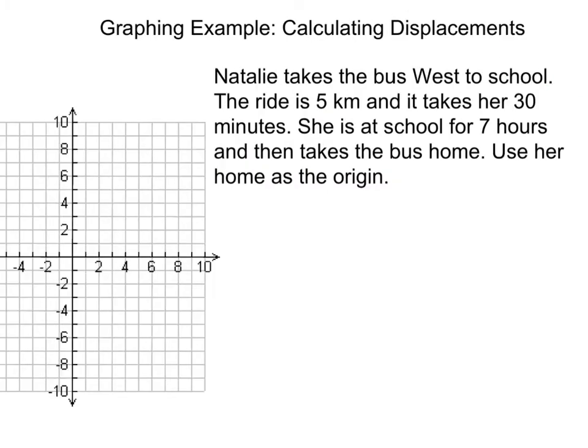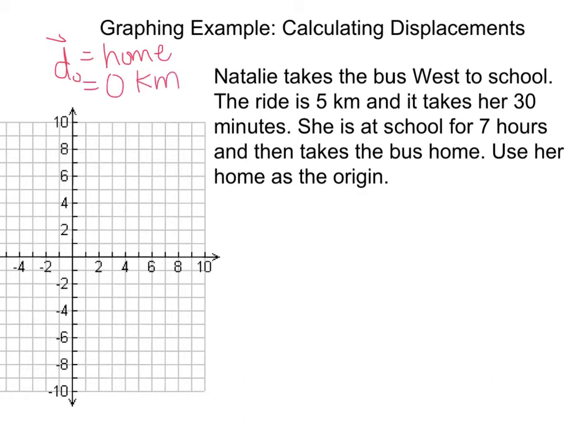So we're going to do an example here where we create a graph from a description that's given. Natalie's taking a bus to school, and the school is obviously west of her home. The ride is 5 kilometers and takes her 30 minutes. She stays at school for 7 hours and then takes the bus home. We're going to use her home as the origin. So that means that position 0 is her home, right? So D0 is home. So that has to be 0 kilometers.